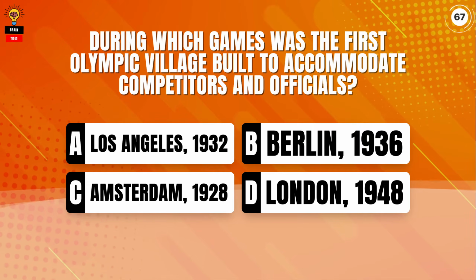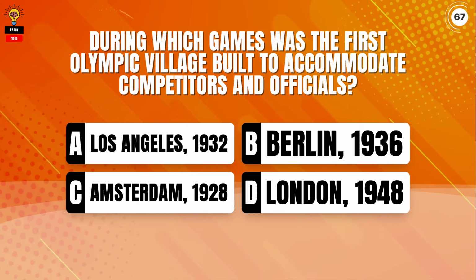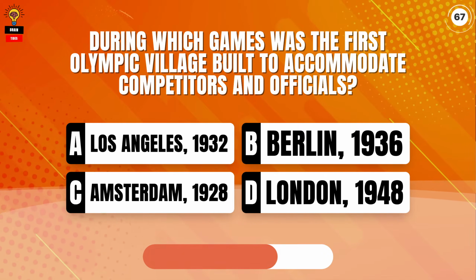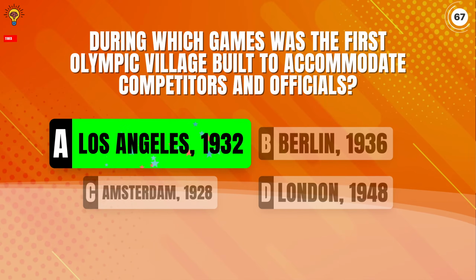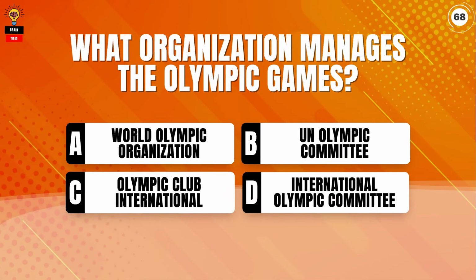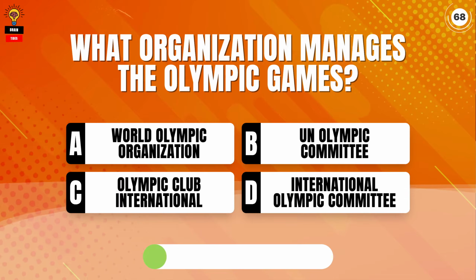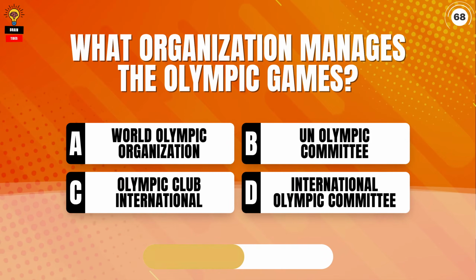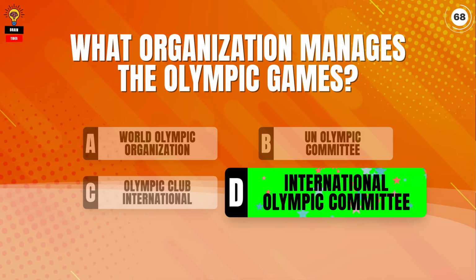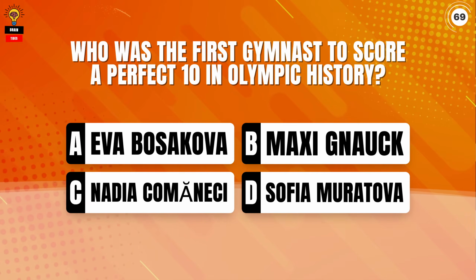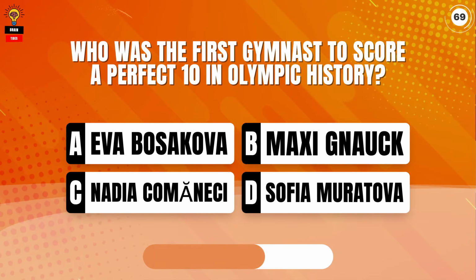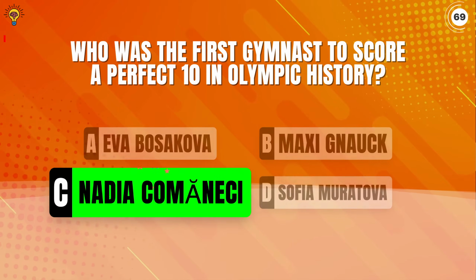During which games was the first Olympic village built to accommodate competitors and officials? Los Angeles 1932. What organization manages the Olympic Games? International Olympic Committee. Who was the first gymnast to score a perfect 10 in Olympic history? Nadia Comaneci.